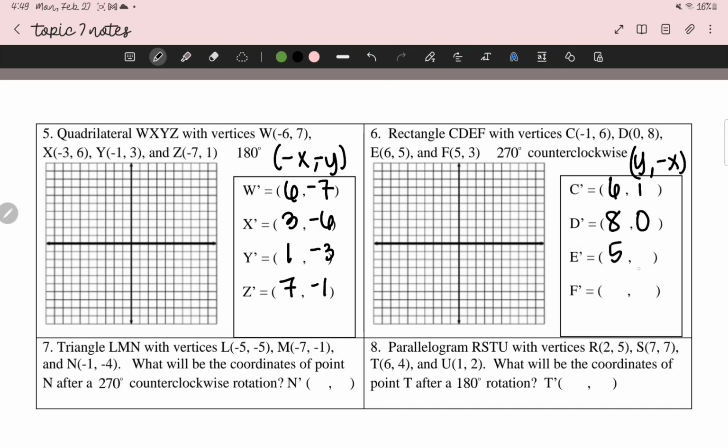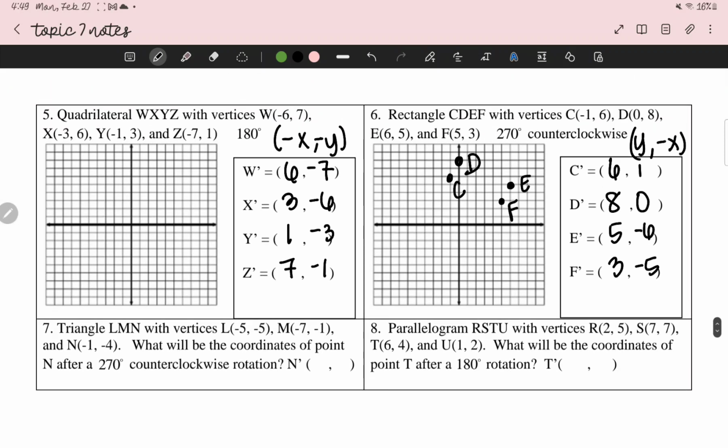And then this one should be negative 6, and then 3, negative 5. Okay. All right, so I am going to graph this one for sure to see what this one looks like. Negative 1, 6 is C. 0, 8 is D. 6, 6, 5 is E. And 5, 3 is F. Okay, yep, it's a rectangle. Okay. That looks right.